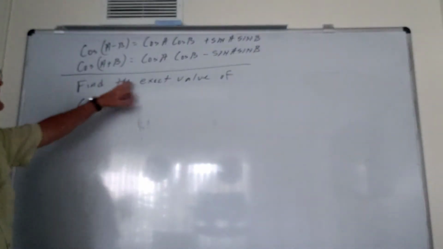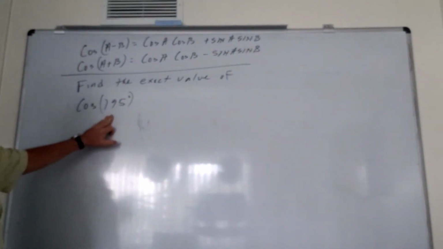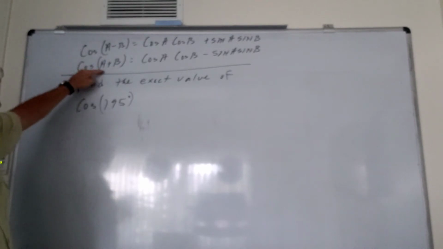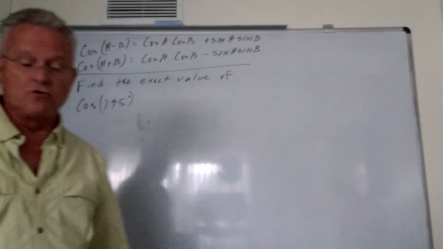Okay, so we're going to find the exact value of cosine 195, first by using the subtraction formula, and second by using the addition formula.